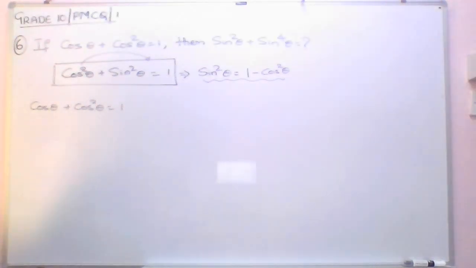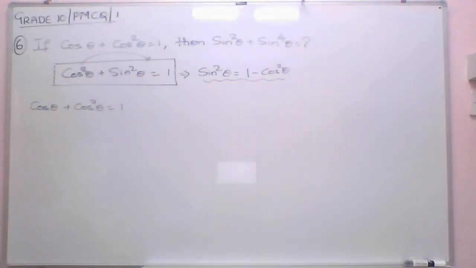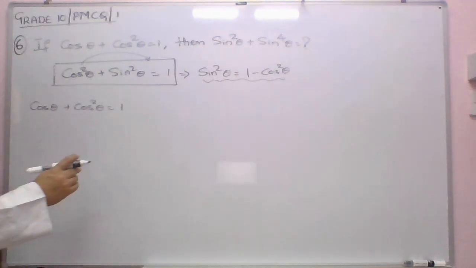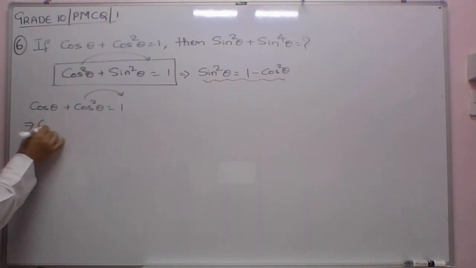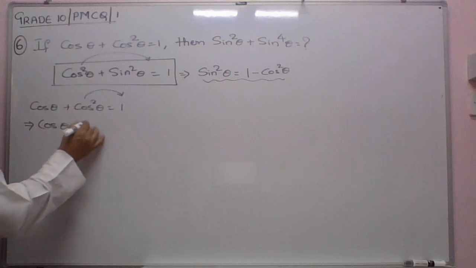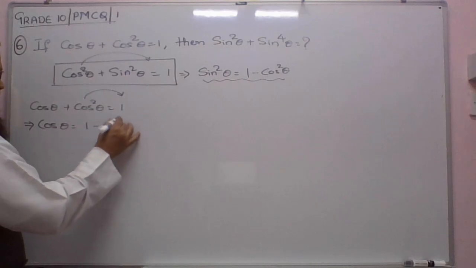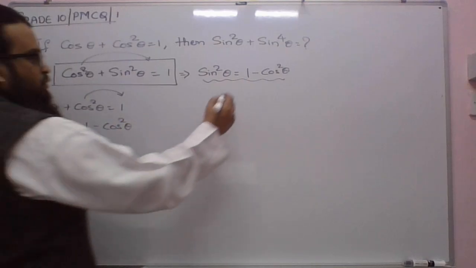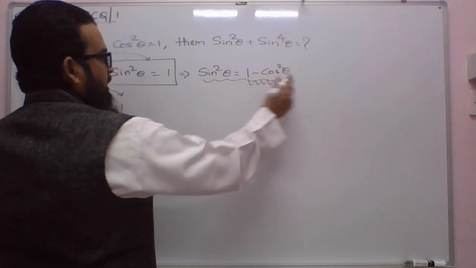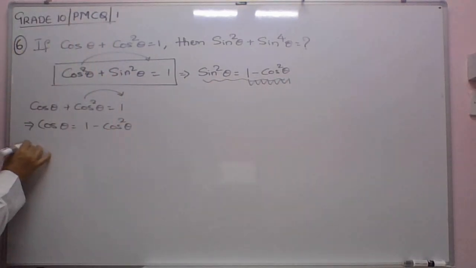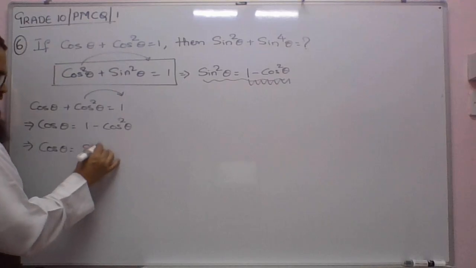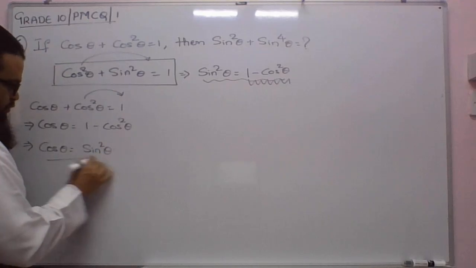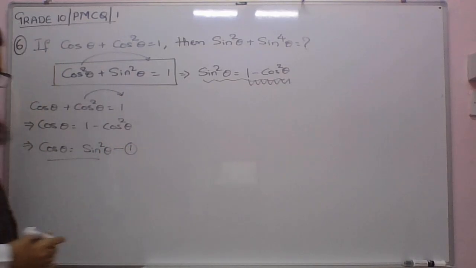So now let us see, if I transpose cos square theta to other side, what happens? Cos theta equals 1 minus cos square theta. So what is 1 minus cos square theta over here? Sin square theta. So that implies cos theta equals sin square theta. We got it. It is the first equation.